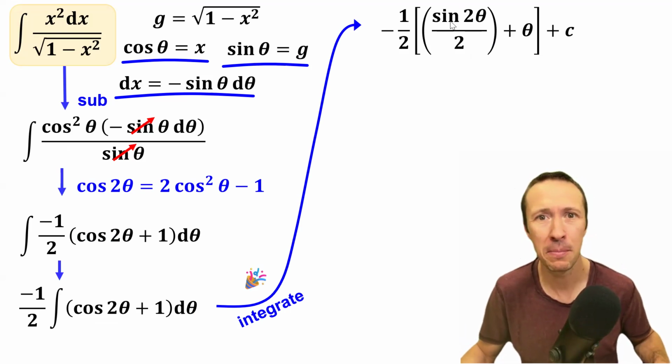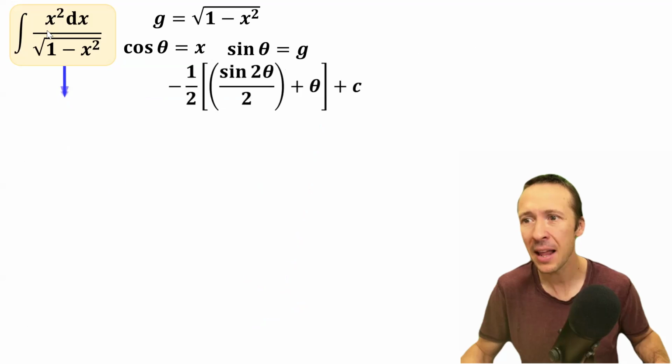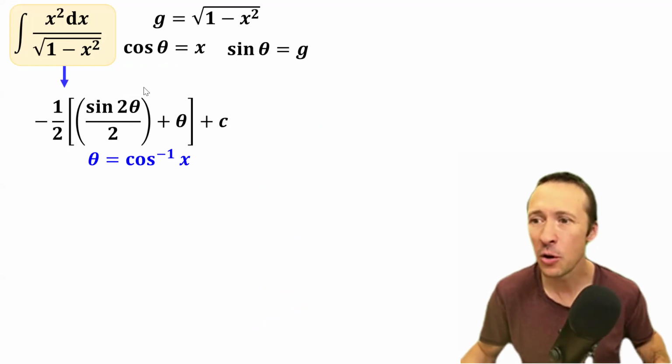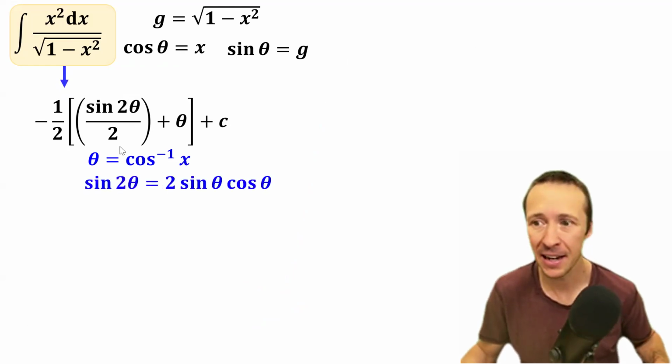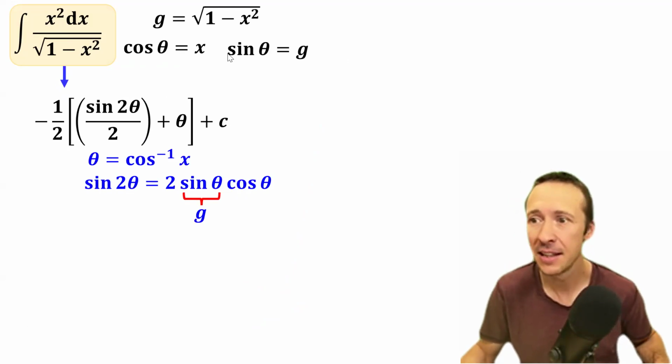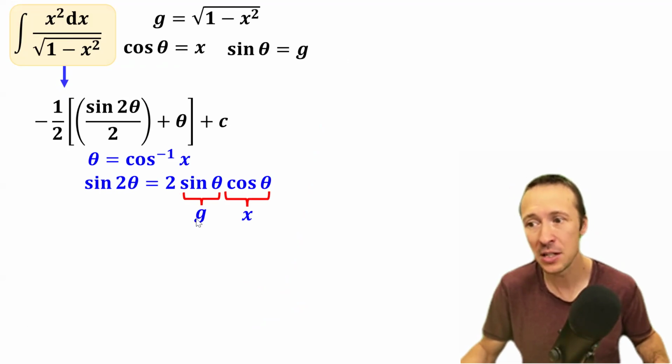We just need to substitute back in terms of x. And x is equal to cos theta. So theta equals arc cos x, right? And now we need to know what sine 2 theta is. We know what sine theta is, but not sine 2 theta. However, we can invoke another famous trig identity. Sine 2 theta equals 2 sine theta cos theta. And if we do this, we know what sine theta is. That's just g right here. We know what cos theta is. That's just x. So our sine 2 theta divided by 2 is g times x.